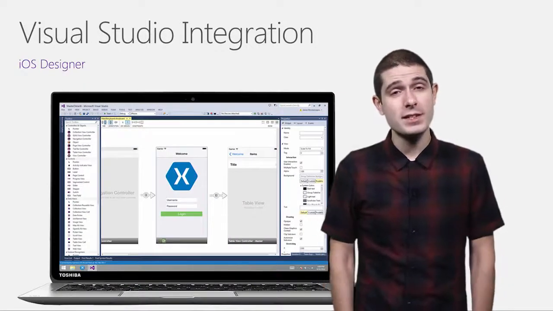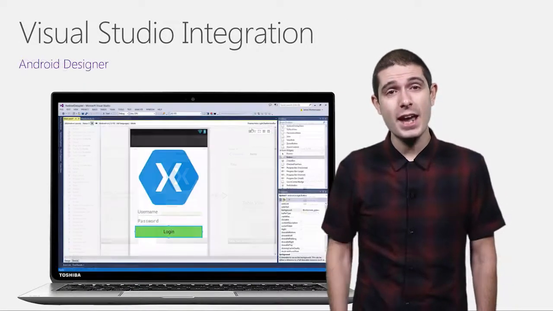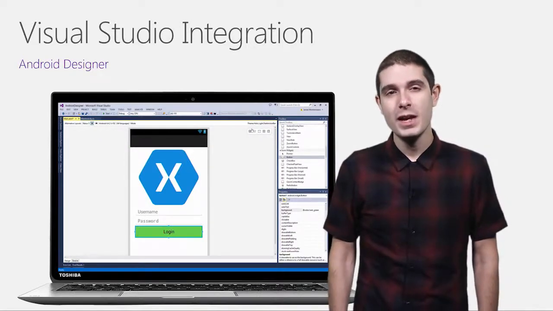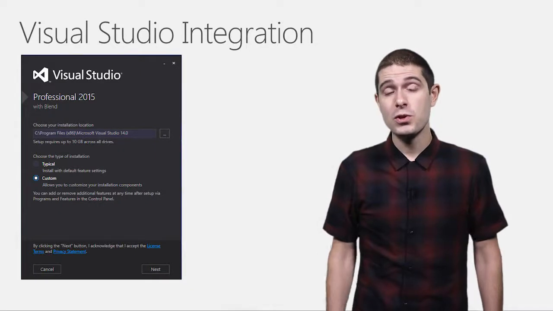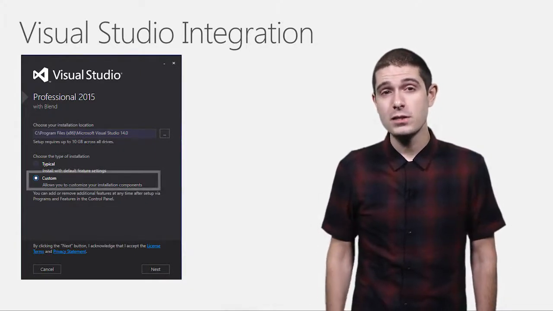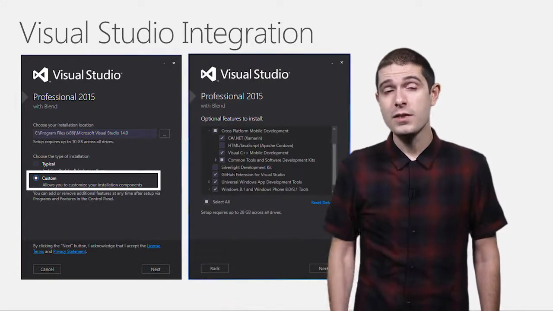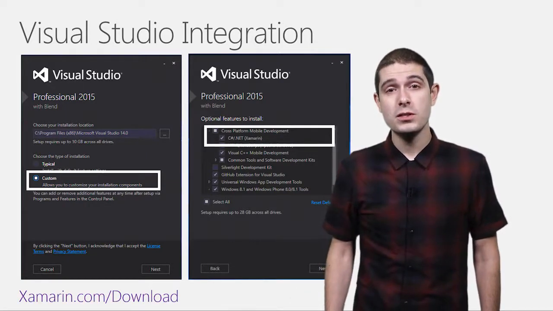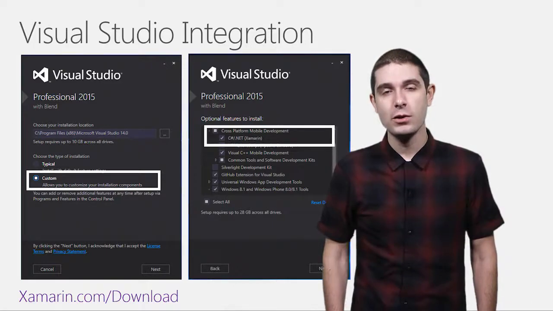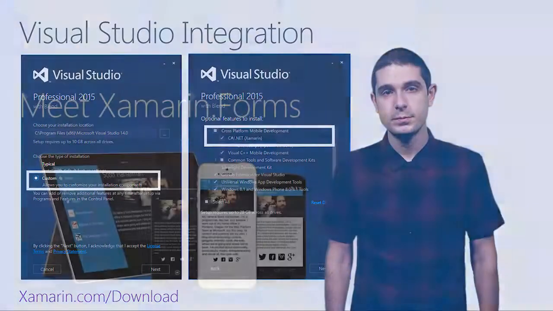Now, of course, we have great designers for both iOS and Android built right into Visual Studio, and it's never been easier to get started. Simply when you're installing Visual Studio 2015, select Custom Install. Then, on the next screen, select Xamarin. Now, if you already have Visual Studio installed, head over to xamarin.com/download for our full universal installer.